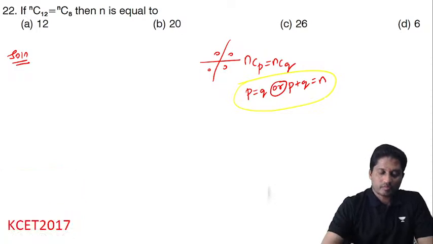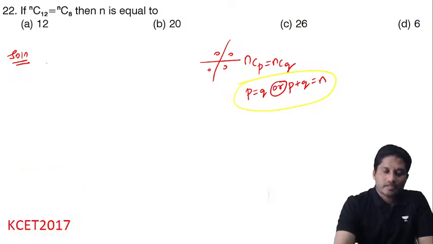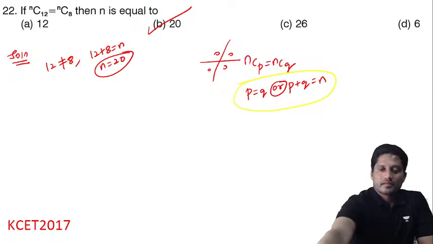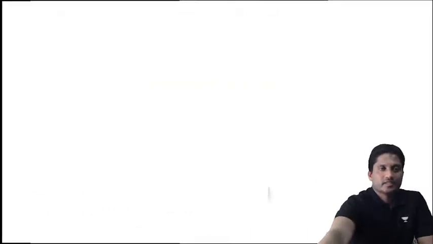p is equal to q is not possible here. 12 cannot be equal to 8, but p plus q is equal to n means 12 plus 8 is equal to n. n is equal to 20. Simple question. Within 10 seconds, you will get the answer. Answer is option B. Let's move to the next question.